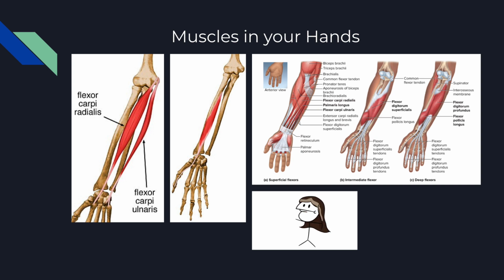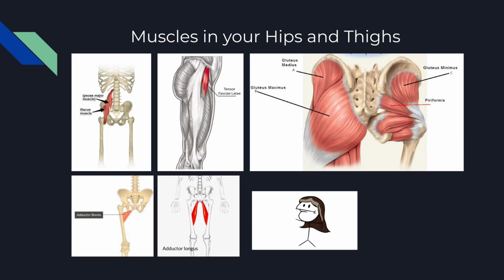On the posterior side, there are only 2 layers: superficial and deep. Next, we will go over some of the muscles in your hips and thighs. For example, your iliacus and psoas major muscles are responsible for flexing your thigh and trunk. Opposite of that, your tensor fasciae latae, gluteus maximus, gluteus minimus, and gluteus medius muscles extend your knee and thigh. Additionally, your adductor brevis, adductor longus, and adductor magnus muscles adduct your thigh.